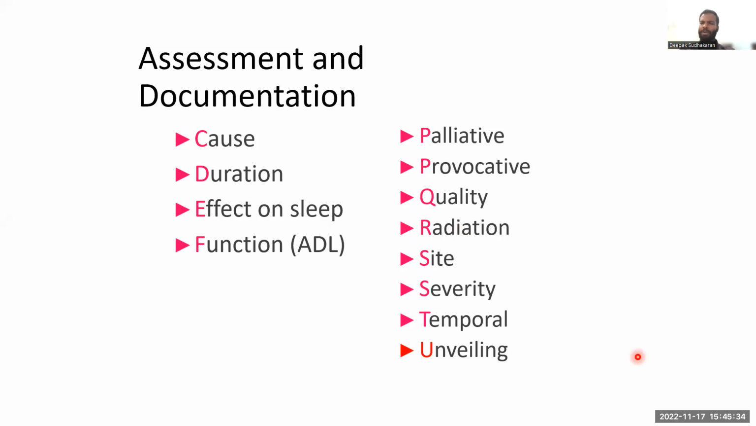What is the site of pain? What is the severity of pain? This is self-explanatory. Temporality of pain means what is the timing? Is the pain more in evening hours, during morning hours? And aggravating factors: is there any factor because of which the pain increases? So these are all factors which you need to look at when you're assessing pain in general.